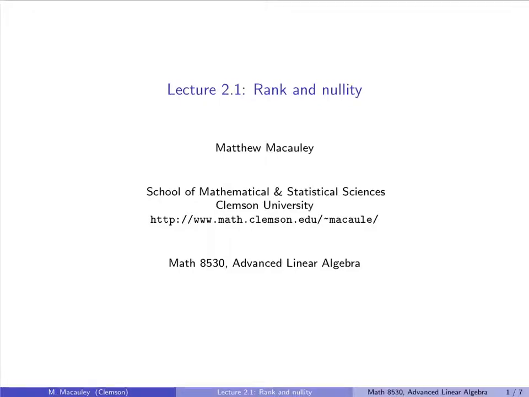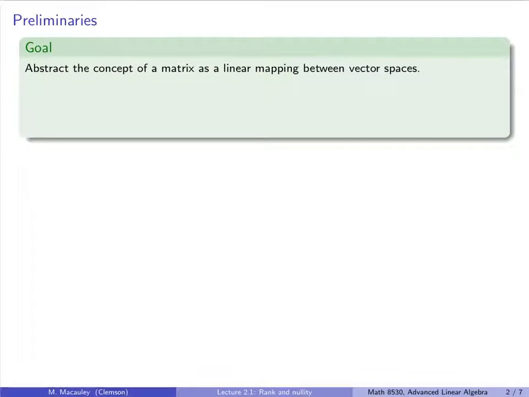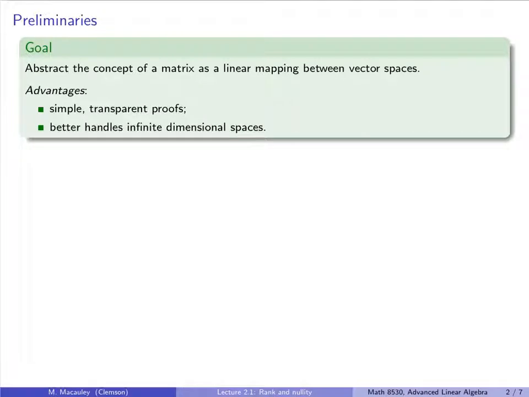Welcome to Lecture 2.1, Rank and Nullity. The main goal of this section, not just this lecture, is to abstract the concept of a matrix as a linear mapping between vector spaces and study that. Advantages of this endeavor are that we get simple, transparent proofs that are not tied to matrices, and proofs that often adapt to infinite dimensional spaces where we don't have matrices.